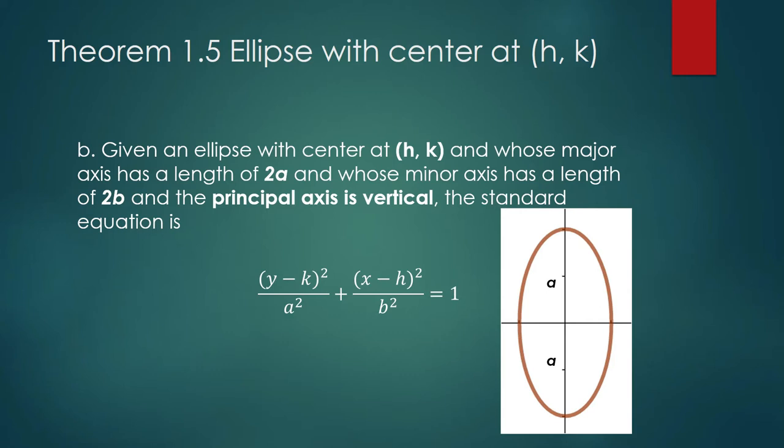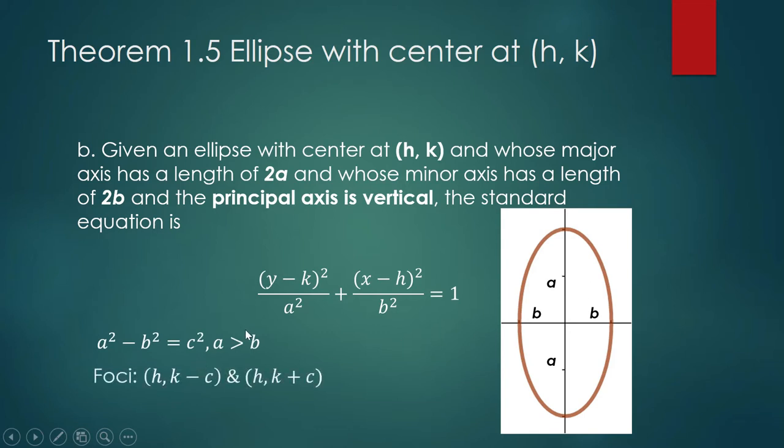From the center, we add a to get one vertex, and to get the other vertex, we add the negative of a. We also need the endpoints of your minor axis. b will help us find the endpoints of the minor axis. So coming from the center, we add the negative of b horizontally to get one endpoint of your minor axis, and we add positive b horizontally to get the other endpoint.